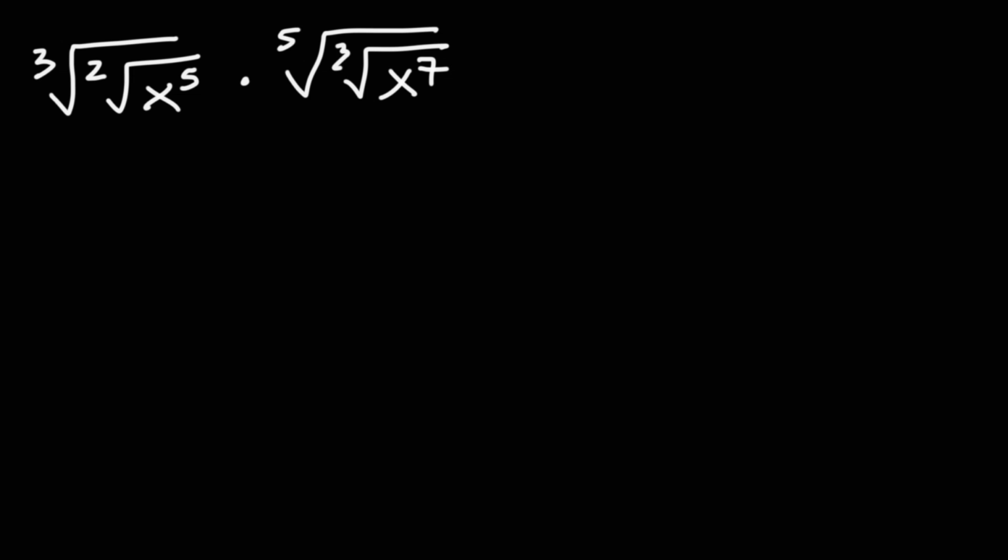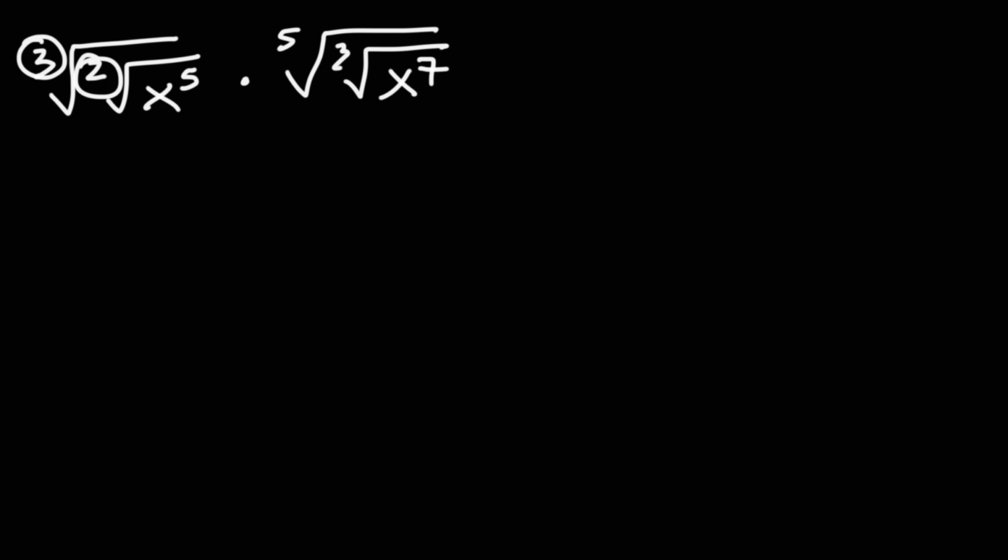So let's find the cube root of the square root of x to the fifth multiplied by the fifth root of the cube root of x to the 7. Feel free to try that problem. So here we're multiplying composite radicals. First, let's simplify each composite radical.